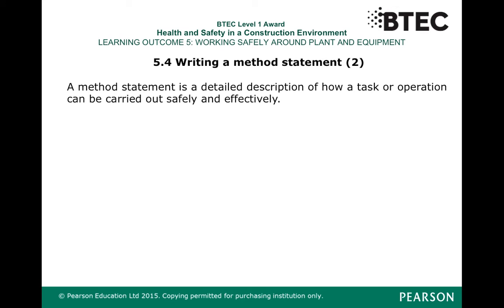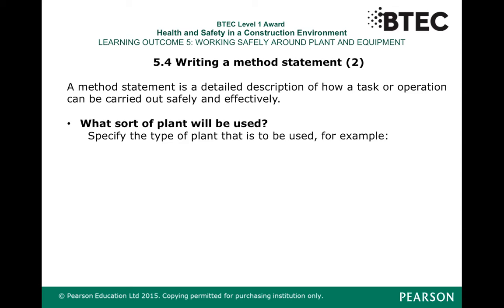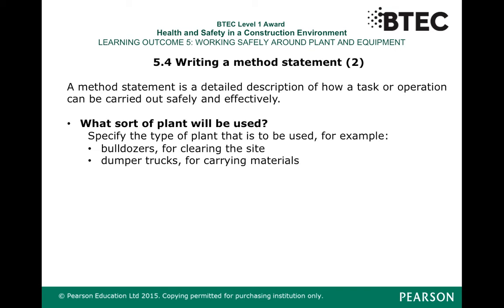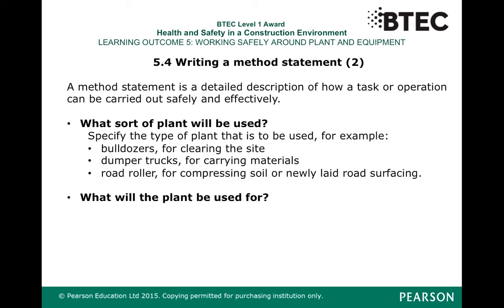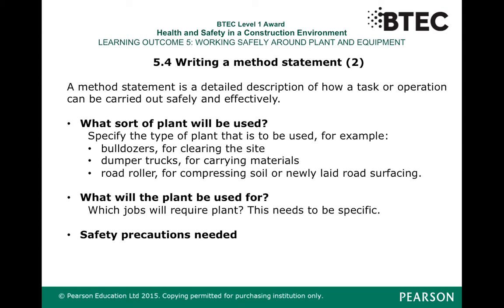Writing a method statement. A method statement is a detailed description, like we said, of how a task or operation can be carried out safely and effectively. Basically, it should include what sort of plant will be used. You need to specify the type of the plant. So for example, is it a bulldozer for clearing the site, a dumper truck for carrying materials, or road rollers for compressing soil or newly laid road surfacing? What will the plant be used for? Which jobs will require the plant? This needs to be specific.